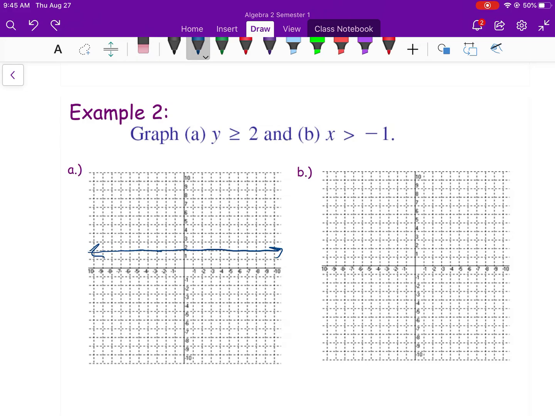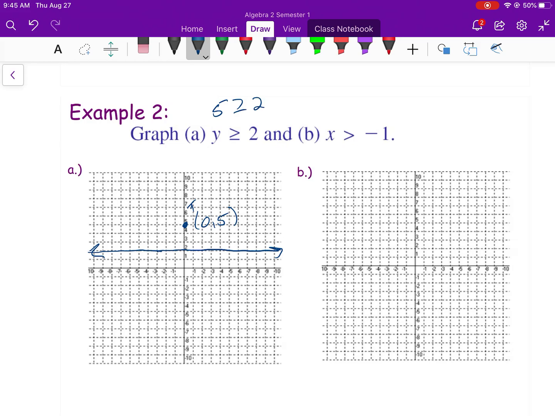Now we need to determine where to shade. Okay, now greater than, just think, what are some values that are greater? Where do you find greater values? For a y, it's above. Okay, so let's pick this point. This is 0, 5, and we're going to take that point, plug it in. Okay, 5 is greater than or equal to 2. So right here is a true statement.